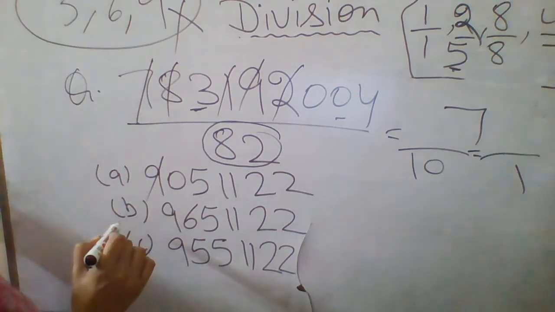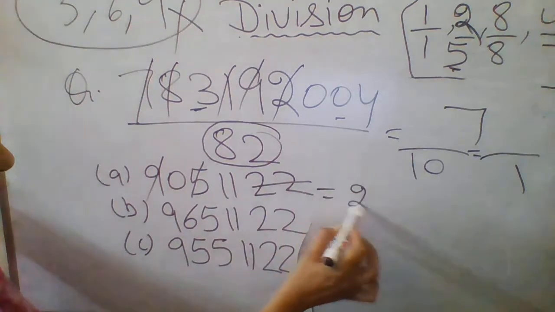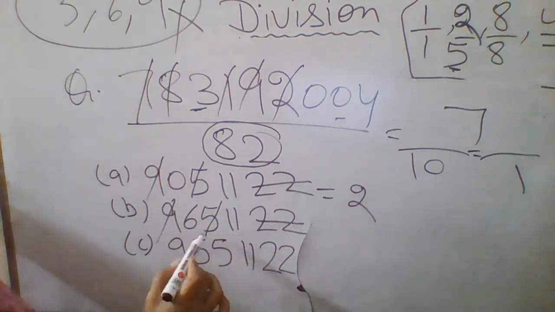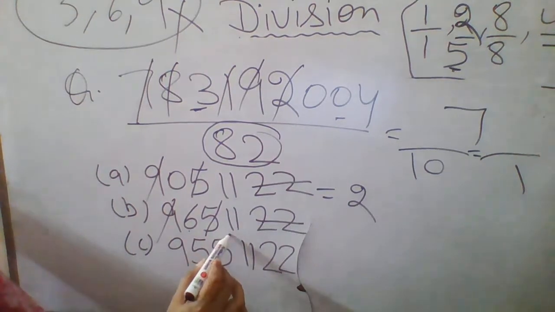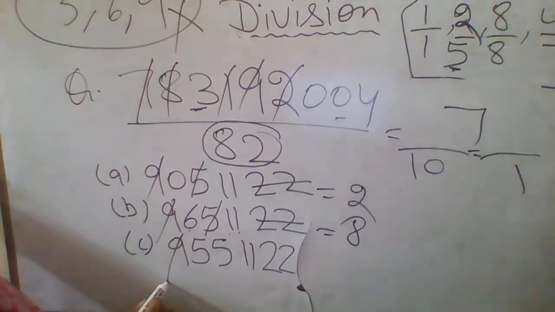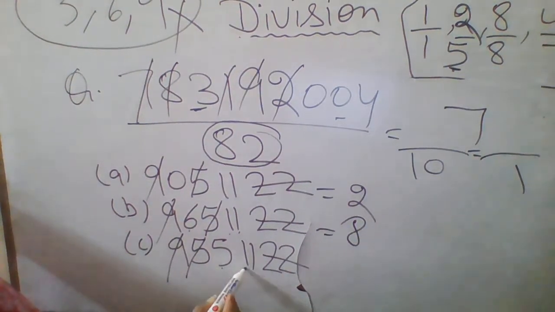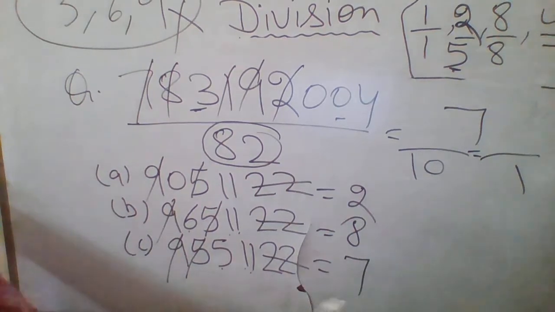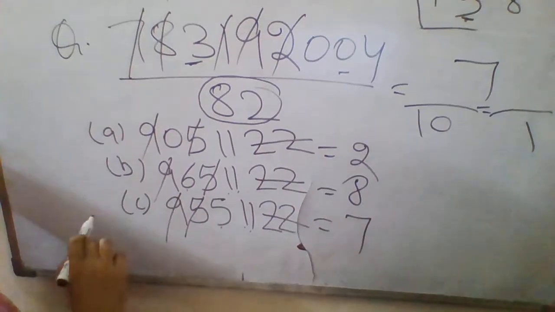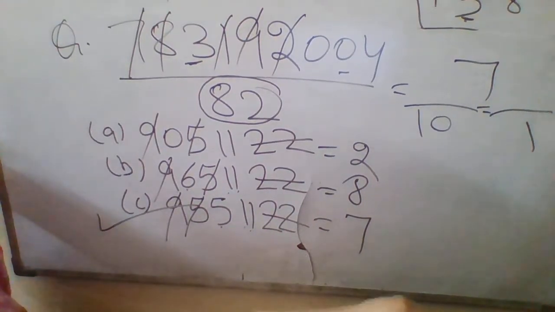9 will be cancelled out. Now see, 5 plus this 4 will be cancelled out. Here you will get 2. 9 will be cancelled out. Now 5 plus this 4 will be cancelled out. 6 plus 1, 7 plus 1, 8. Here you will get 8. Now 9 will be cancelled out. Now 5 and 4 will be cancelled out. 5 plus 1, 6 plus 1 is equal to 7. So you got 7 in this C option. So C is the correct option of this question.